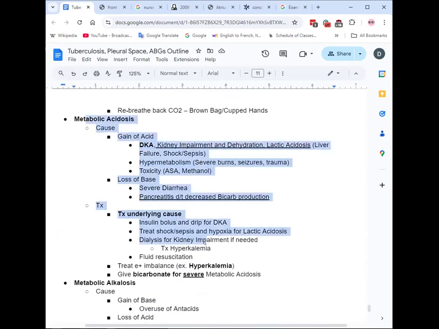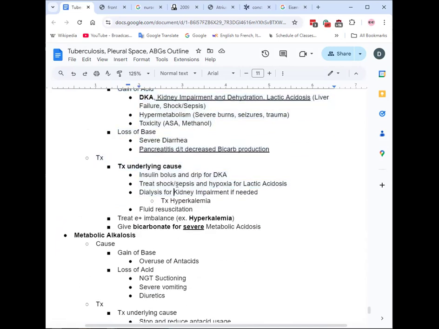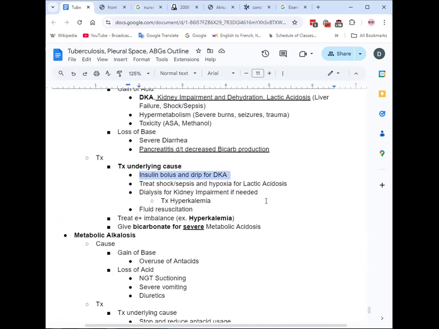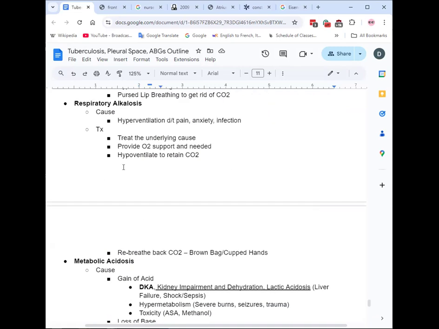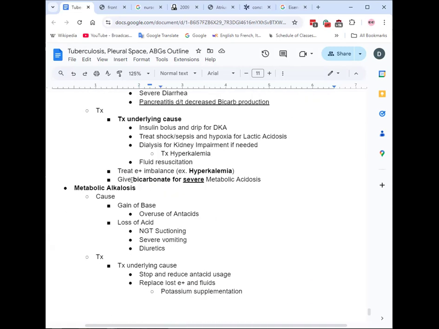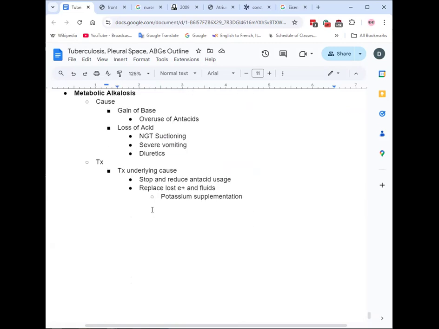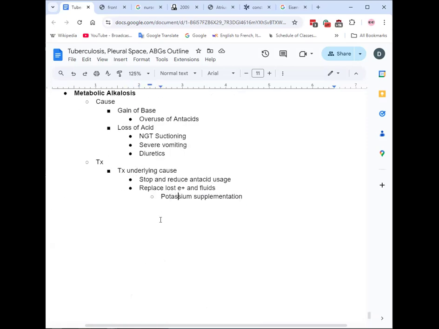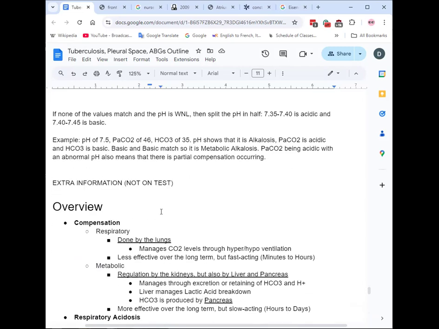And then with metabolic acidosis and alkalosis, you're probably more likely to take medications for it. Like if someone has DKA, they're going to get insulin, a bolus, and a drip. If someone has lactic acidosis, they might have sepsis, so we're going to treat the sepsis. If they have kidney impairment, maybe they need dialysis and treatment for hyperkalemia and stuff, because that can be associated with some of these conditions as well. Maybe if they have a severe case, they can give bicarbonate. And here it'd be more like supplementation and other stuff. But again, not on the test.